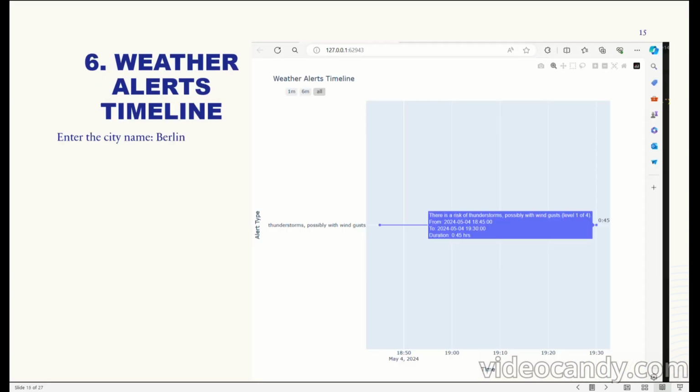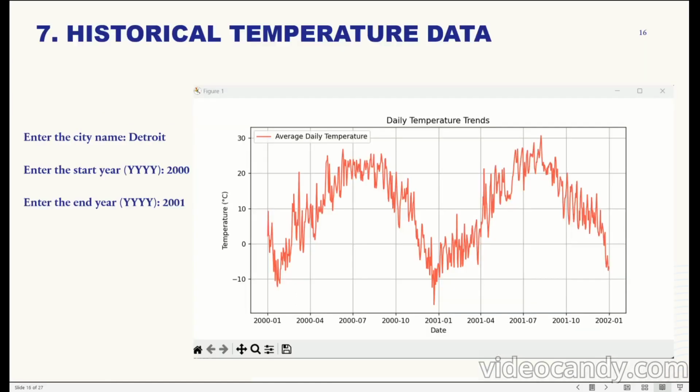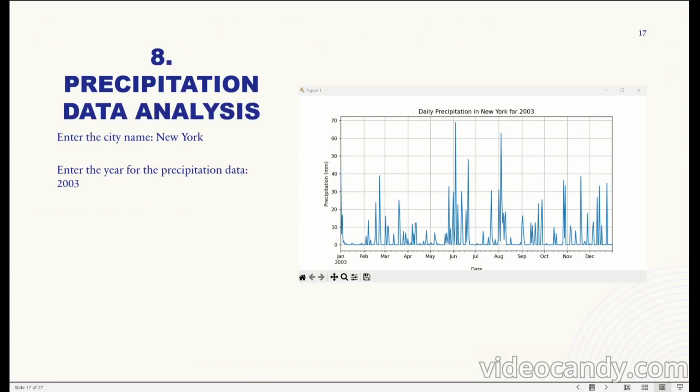Moving on to the sixth one, which is weather alerts timeline. I chose Berlin, and it will show you the weather alert warning, which is really cool, and the duration of the warning. As we can see, there is a risk of thunderstorm, possibly with wind gusts. Moving on to the 7th, which is historical temperature data. The 8th, which is precipitation data analysis.